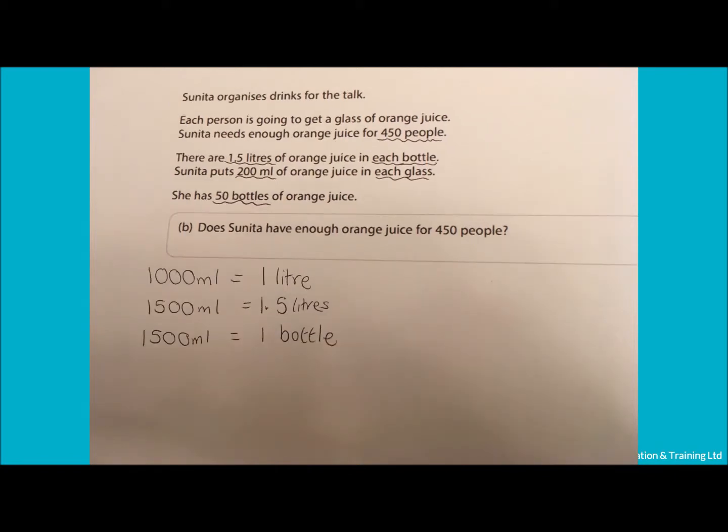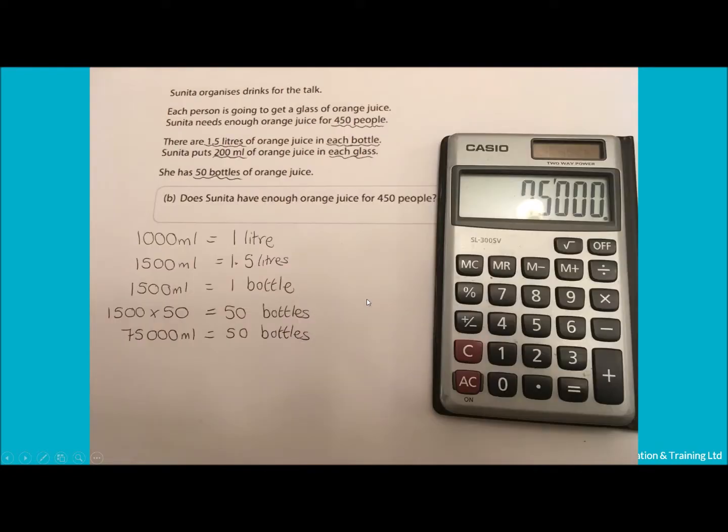I can now start to tackle some of the information in the question. So I can say there's 1,500 millilitres in one bottle. Now you could choose to look at the glasses first or the bottles. I've decided to look at bottles first and glasses later. Now I have 50 bottles. I know what's in one. So to get 50, I just times the amount in one bottle by 50. So that's 75,000 mils in 50 bottles.